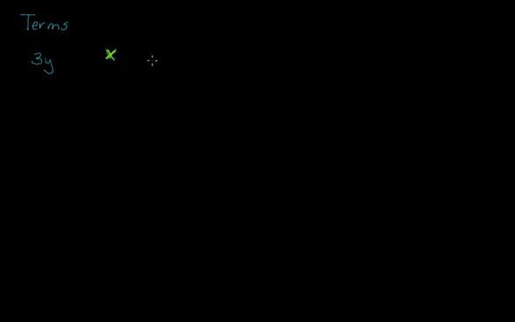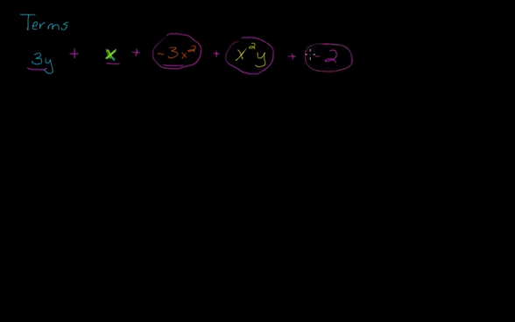If we have -3x squared, that's a term. If we have x squared y, that's one big term. If we have -2, that's a term. All of these are terms. Now, if we add them, let's put a plus in between each one. They're each their own term. That's one term, another term. So anything that's being multiplied together is a term.